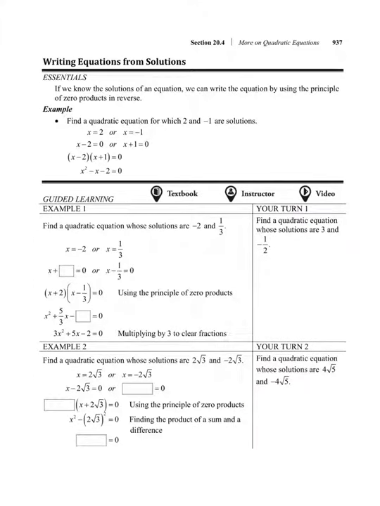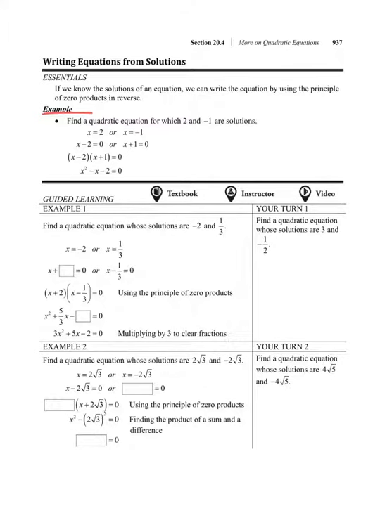Okay, writing equations from solutions. If we know the solutions of an equation, we can write the equation by using the principle of zero products in reverse. So instead of having an equation and finding the solutions, we're going to be working backwards. We're going to have the solutions and we're going to work backwards and find the equation. So here's an example. Find a quadratic equation for which 2 and negative 1 are solutions.